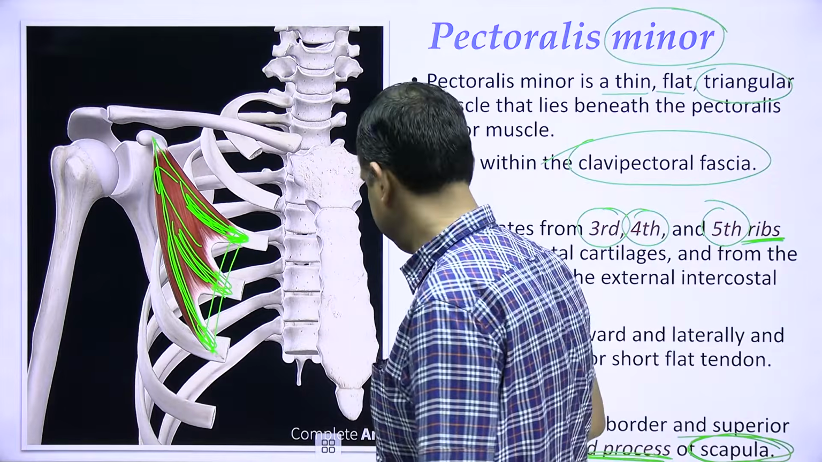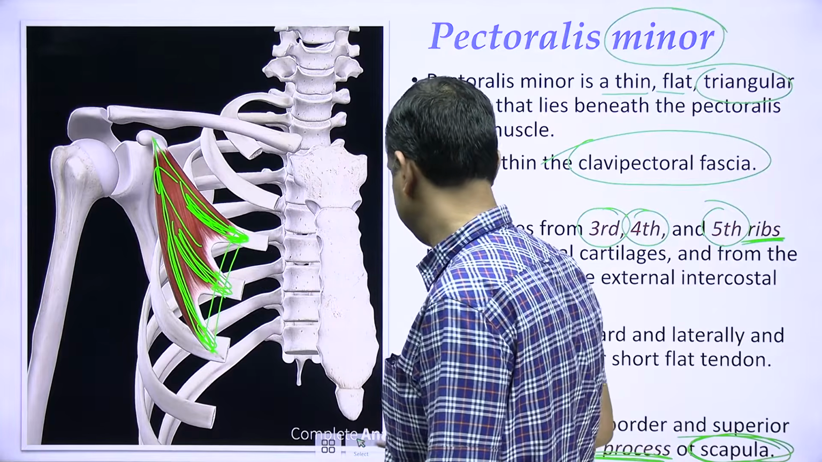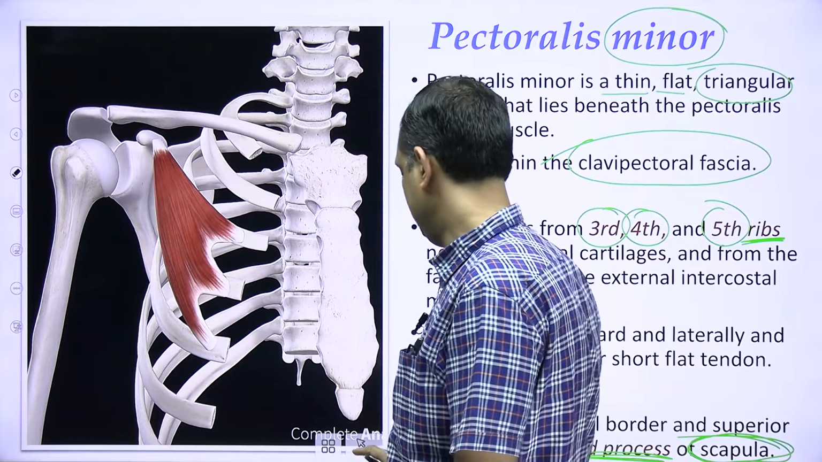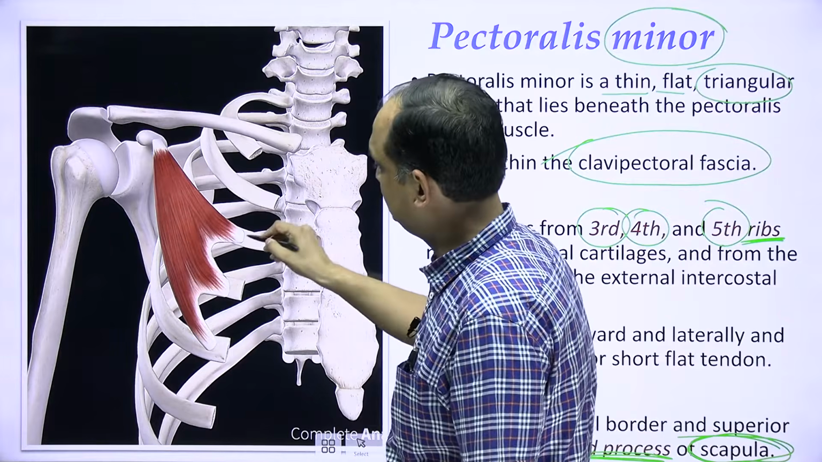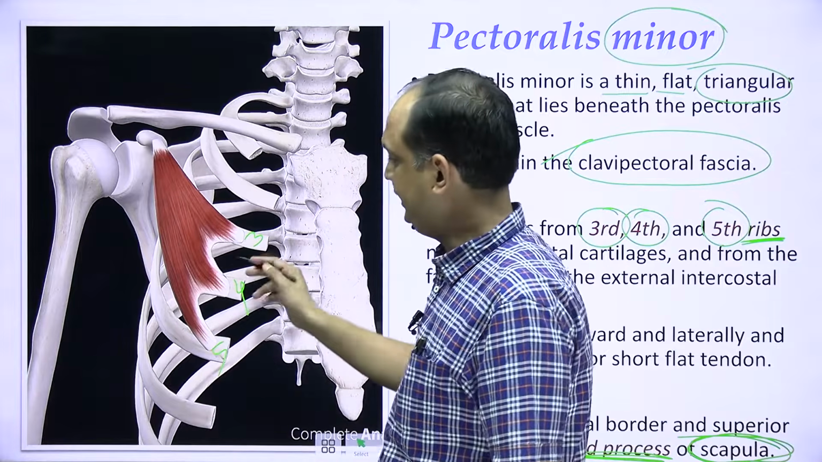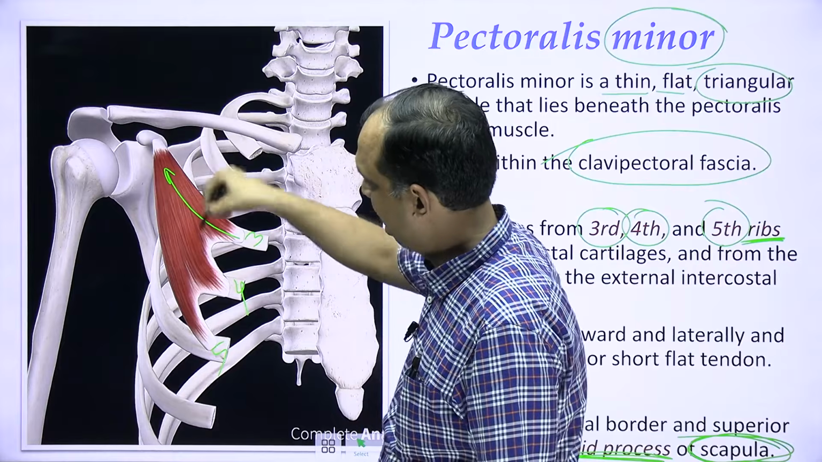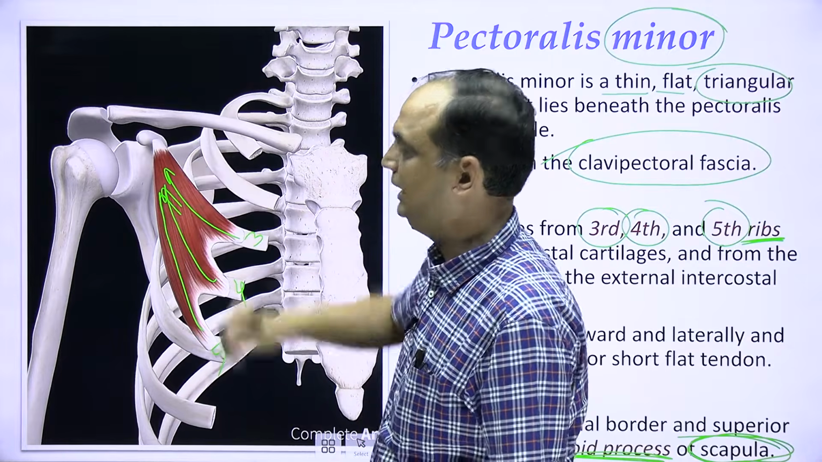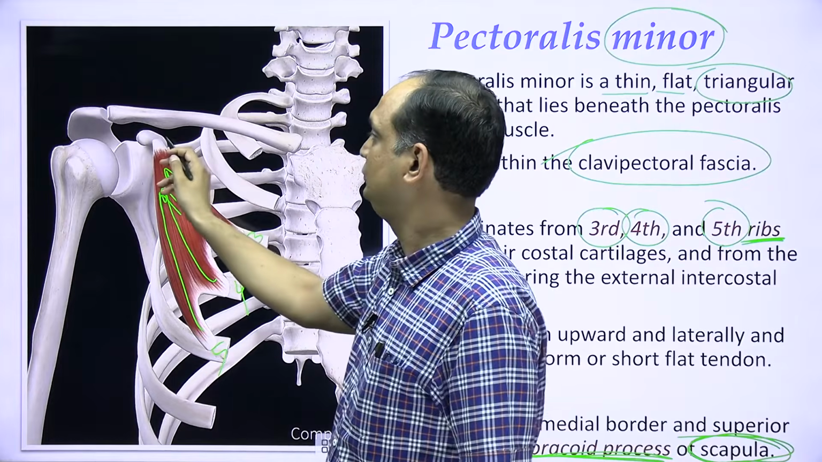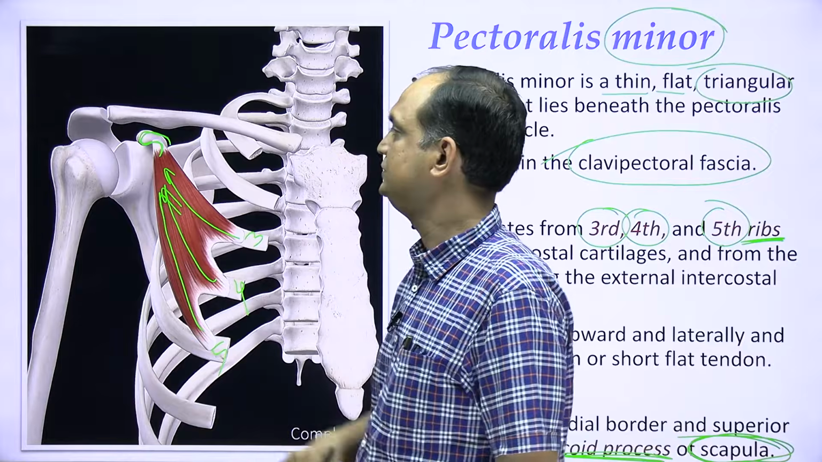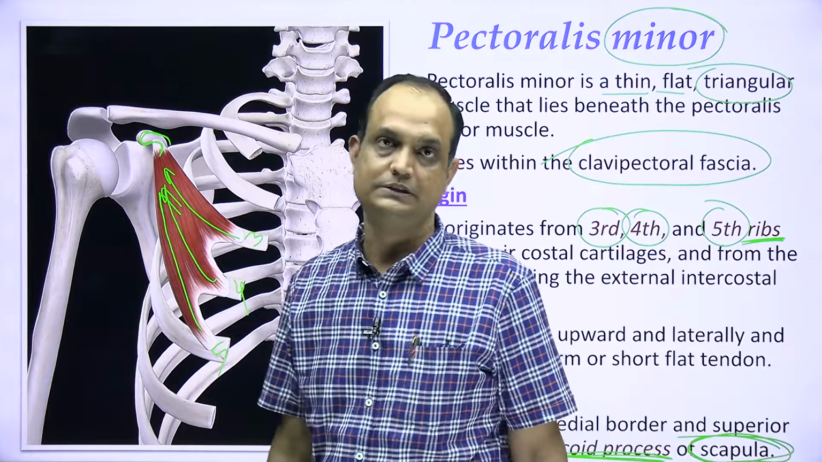So, here you can see that the muscle is taking origin from the three ribs, not from the costal cartilage. What are the names of the three ribs? Third, fourth and fifth rib. After taking origin, all the three slips will go upward and laterally and they will join to form a small tendon, and this small tendon is going to insert on the projection of the scapula, which is known as the coracoid process.